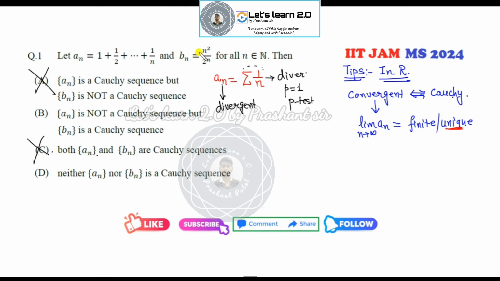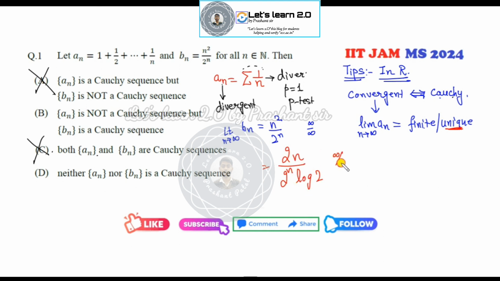Look at this. Now this is my single term. What I can do is find the limit as n approaches infinity. If it is unique and finite, then we can say it's convergent, which implies Cauchy. So how can you find that? It's an infinity by infinity form. I can apply L'Hopital's rule. So 2n over 2 raised to power n log 2.